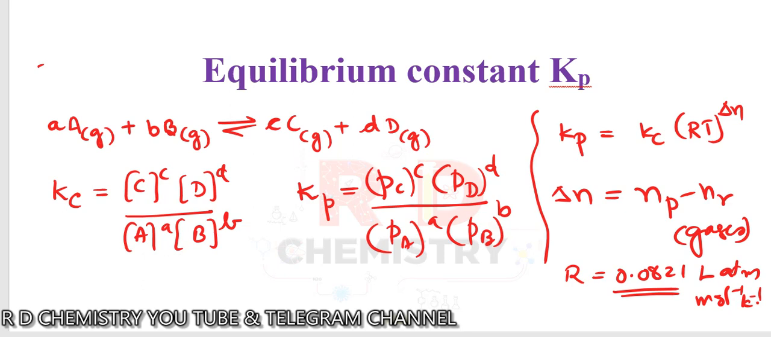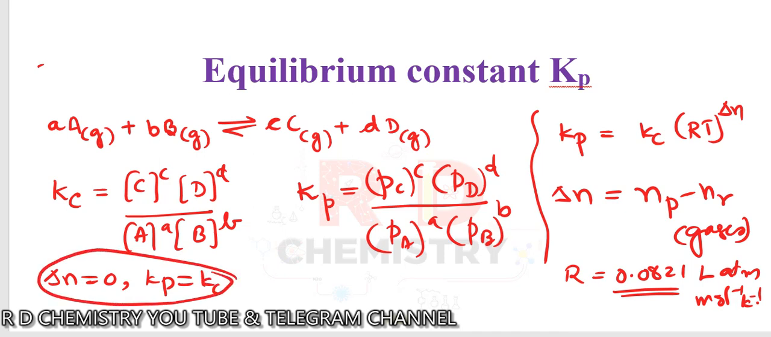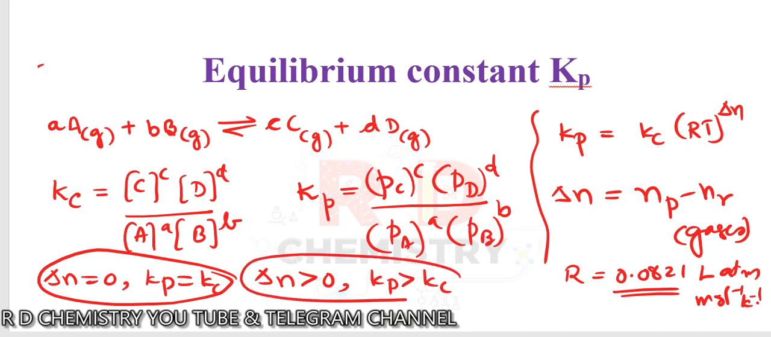Suppose delta n is equal to 0, then Kp is equal to Kc. Suppose delta n is a positive number greater than 0. In that case, Kp will be greater than Kc. Suppose delta n is a negative number less than 0. Then Kp will be less than Kc.